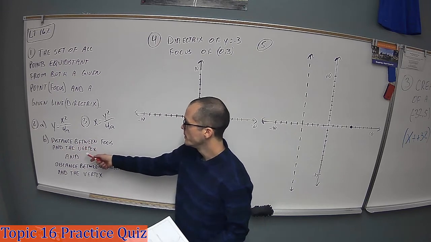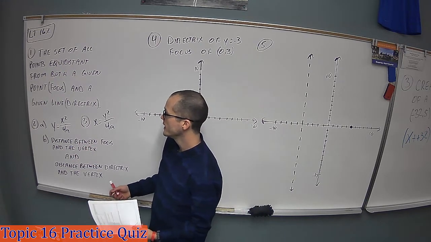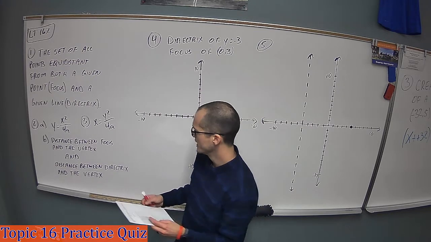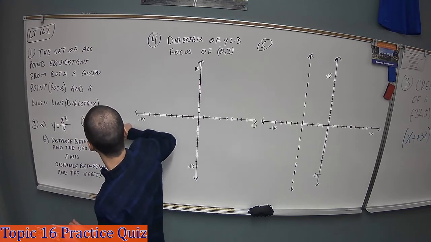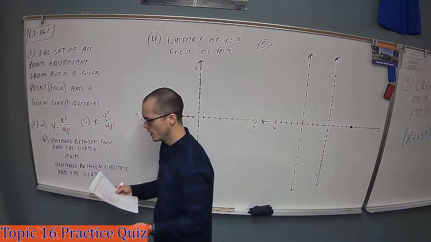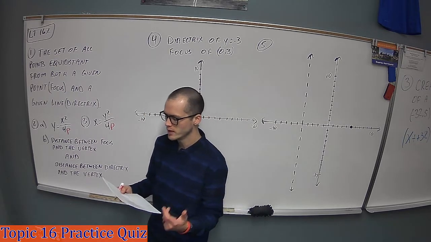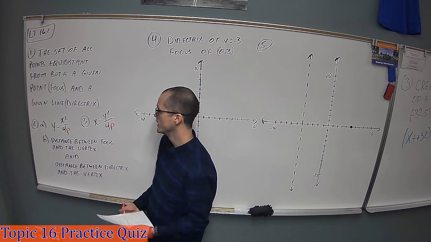Okay, 2b, the distance between the focus and the vertex. So it asks, what is, oh, yikes, I wrote this down slightly incorrectly. These should not be a's. These should both be the letter p. Okay, so that makes this question make more sense. What does the p represent in this equation? That is the distance between the focus and the vertex.